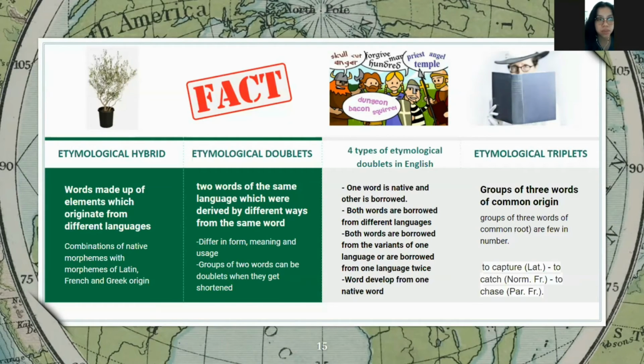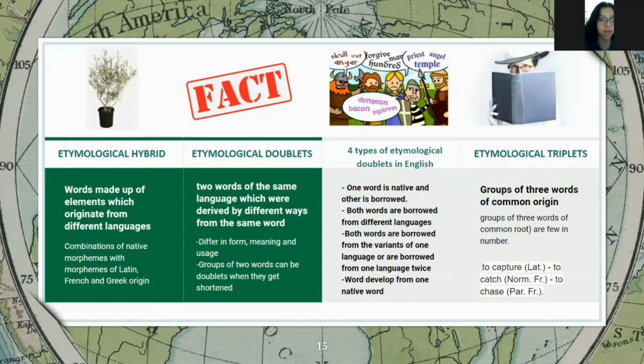Now, there are four types of etymological doublets in English. So the first type is that one word is native and the other word is borrowed. So the word is like. This is a prefix that is native to English, while like comes from the Latin word. Now we have the second one, which is both words are borrowed from different languages. So camera and chamber are both words that have been used for a long time in English, but they come from the Latin and French root. Now we have the third: both words are borrowed from the variants of one language or are borrowed from one language twice. So the words discuss and discs, they both come from Latin and they are used in different contexts.